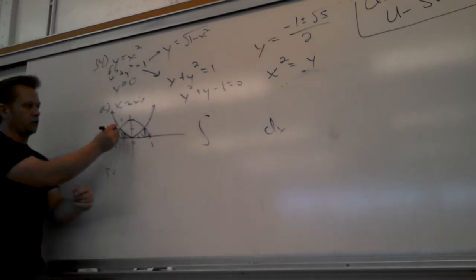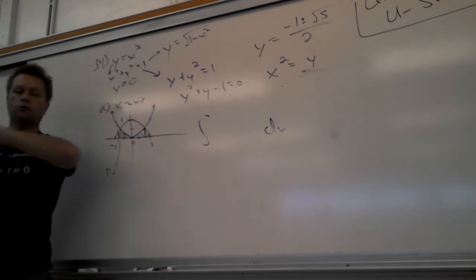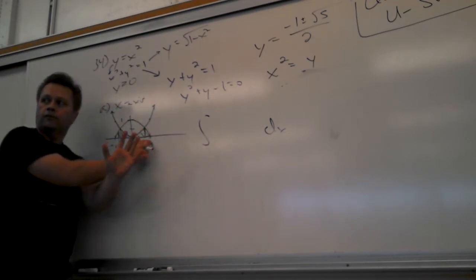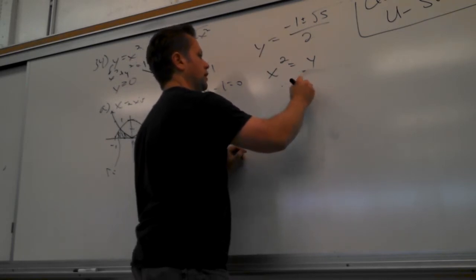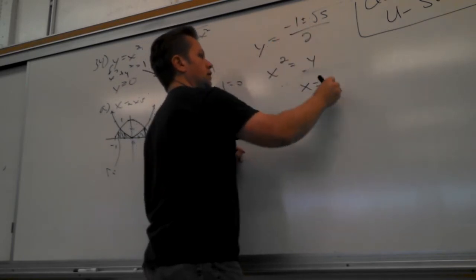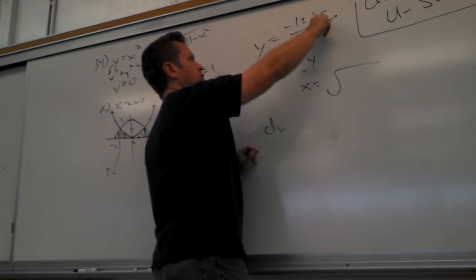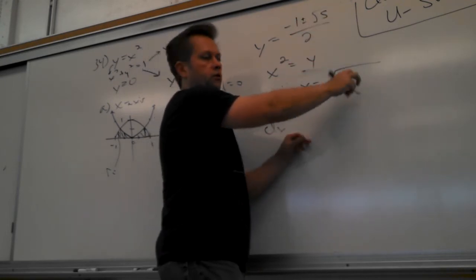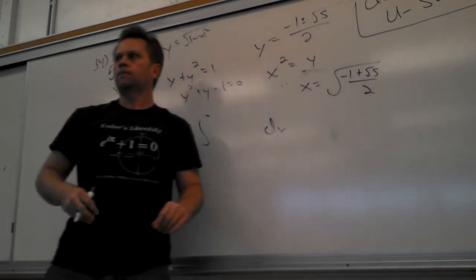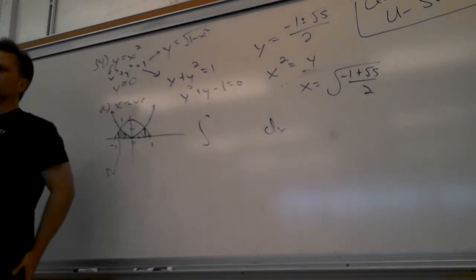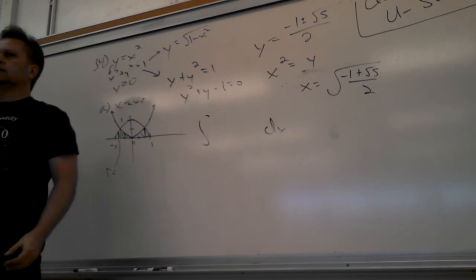In case you guys are wondering where that comes from, it's because it's plus or minus. But we're just focusing on this half, so I'm just going to look at the positive. And one of you guys already realized I can't do -1 minus square root of 5 because then I get a complex number. It's got to be -1 plus square root of 5 over 2. All right, this is a yummy problem.